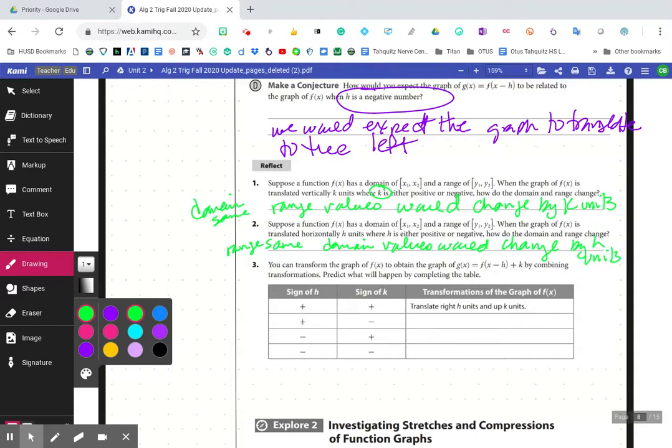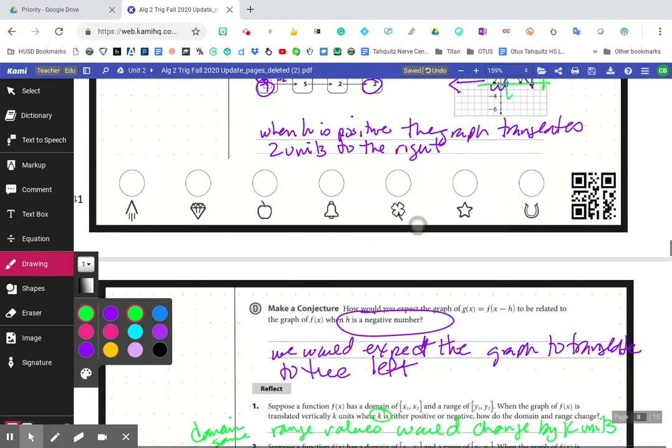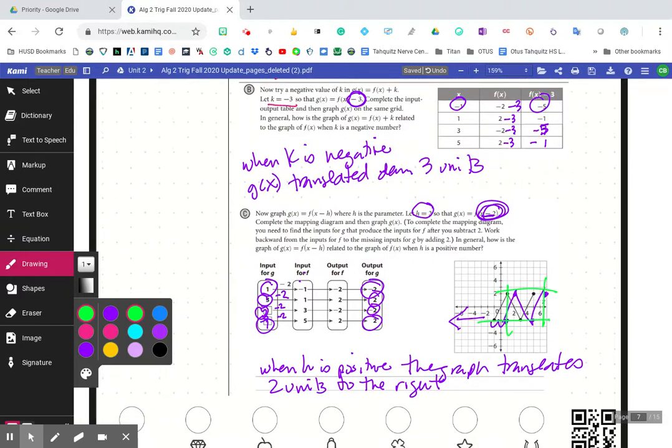All right, you can transform the graph of f of x to obtain the graph of g of x equals f of x minus h plus k by combining transformations. Predict what will happen by completing the table. So translate, if we go positive, positive, notice this. This was interesting, wasn't it? Let's go back to this one real quick and talk about this, okay? Notice that we were putting in a -2. So if I were to write the equation for this, they actually told it to us, right? It was g of x equals f of x minus 2.